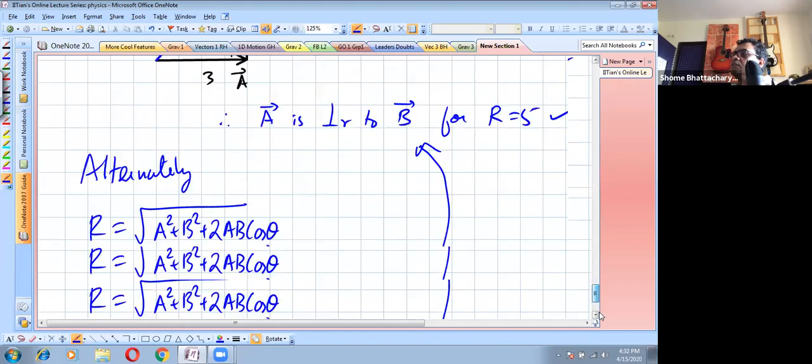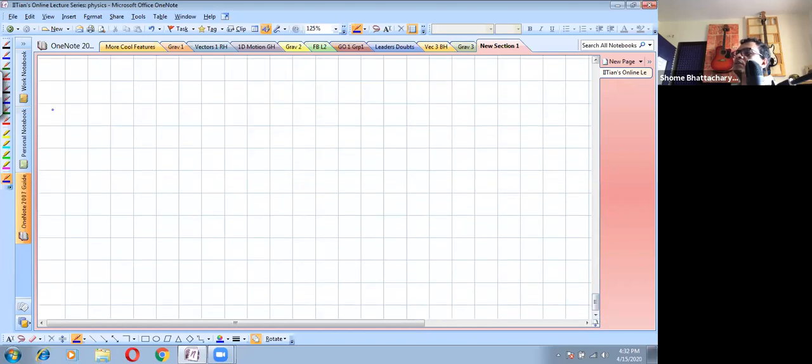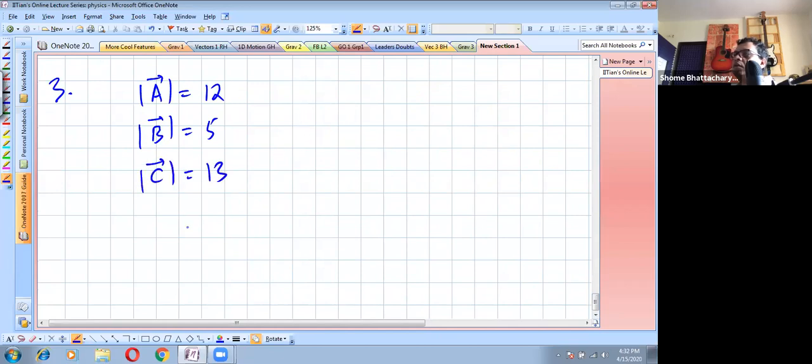The third question is a very similar type of question. It is giving you information like this, that A and B have magnitudes of 12 and 5, and C has a magnitude of 13. And it is given to you that vector C is equal to vector A plus vector B.